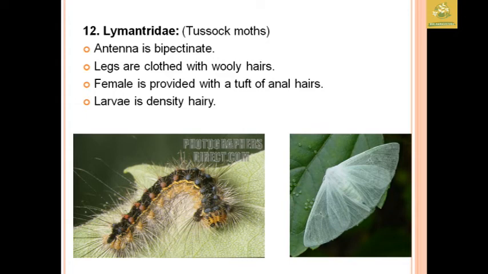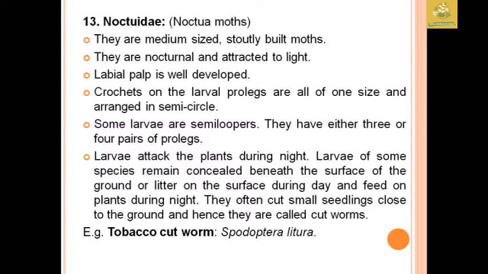The larva used to have dense hair present on them, and the female is said to be provided with a tuft of anal hairs. And the 13th one we are going to see is Noctuidae, which is composed of noctuid moths, and the better example is the tobacco cutworm, scientific name Spodoptera litura, which is one of the major pests on different groups of crops, almost affecting 120 groups of crops.